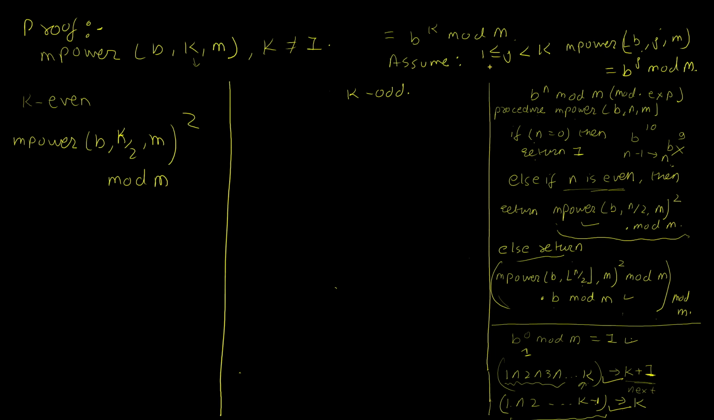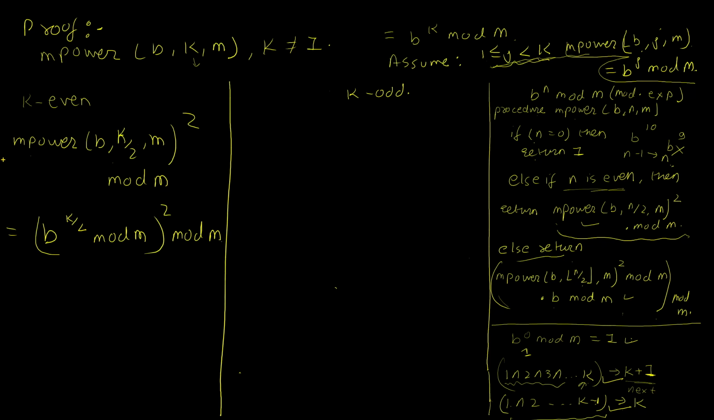See, I can use my inductive hypothesis now. This value k by 2 is definitely between this range of 1 to k. It is less than k, it is greater than 1. Do you agree? For any k, it will happen. Therefore, mpower(b, k by 2, m) will be one of my base cases. So I have already assumed that for a number like k by 2 which falls in this range, this formula works correctly. So that means this should just be equal to b raised to the power k by 2 mod m. We should square it and then mod m.